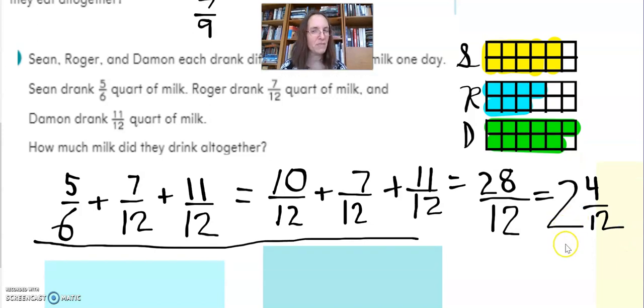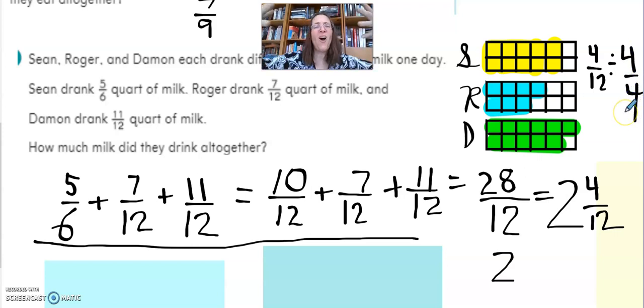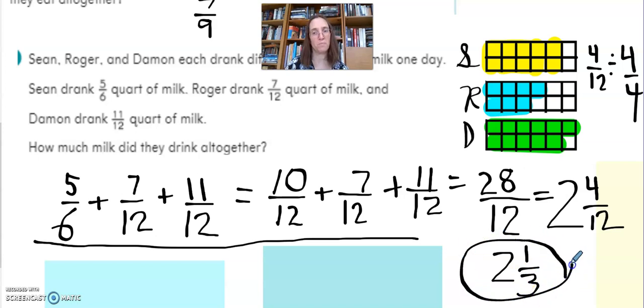But am I at my simplest form yet? I don't believe so, because 4 and 12 share a factor, and the factor they share is 4. So if I take 4/12 and I divide it by a variation of 1, this time being 4/4, and you know, anything that you divide by 1 will be itself, right? So we're bringing all this together. Here's the synthesis. Well, 4 divided by 4 is 1, and 12 divided by 4 is 3. And so the answer in the simplest form would be 2 1/3.